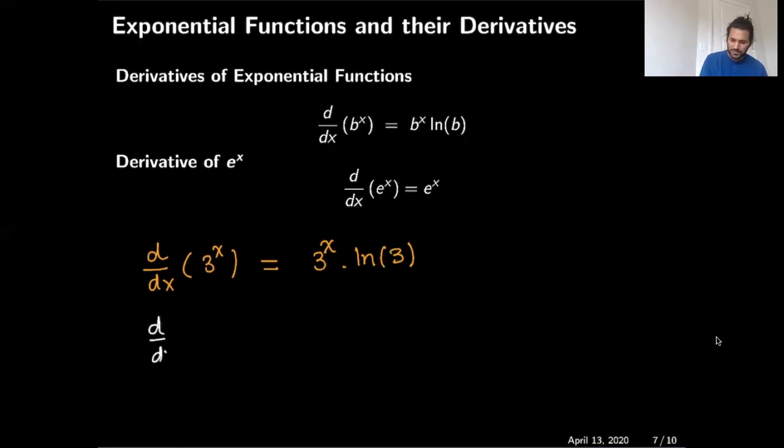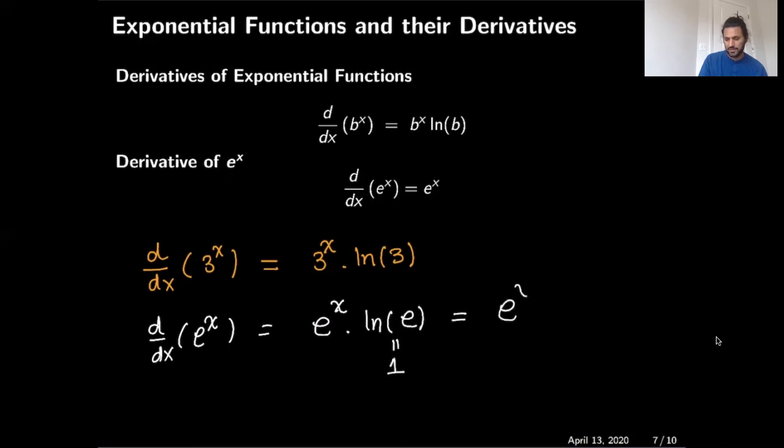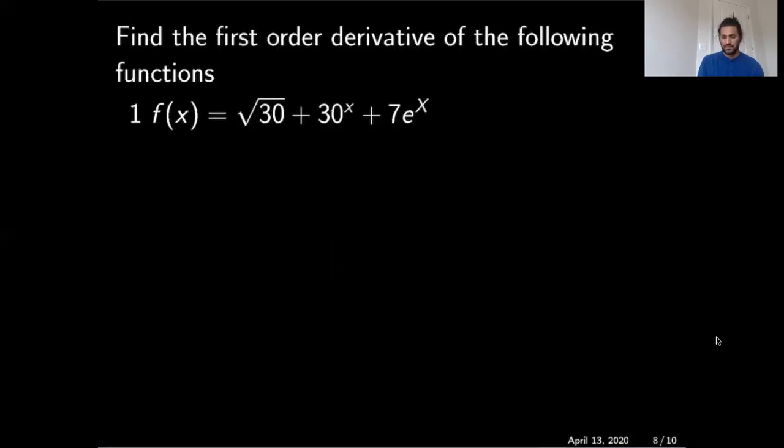So similarly, you can calculate the derivative of e to the power x by using this formula. It will be e to the power x, the original function, times the natural log of the base. And we know that the natural log of e is 1, so the derivative of e to the power x is e to the power x. So let's practice this rule on a few more examples. So I have this example where we will use all the 5 rules, the 4 basic rules of differentiation plus exponential differentiation.